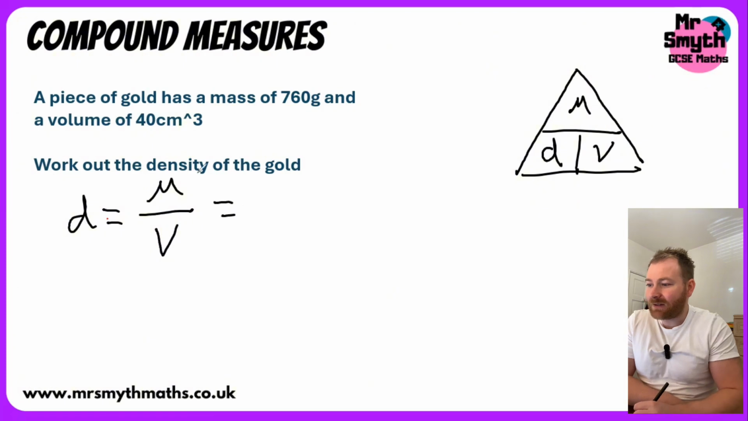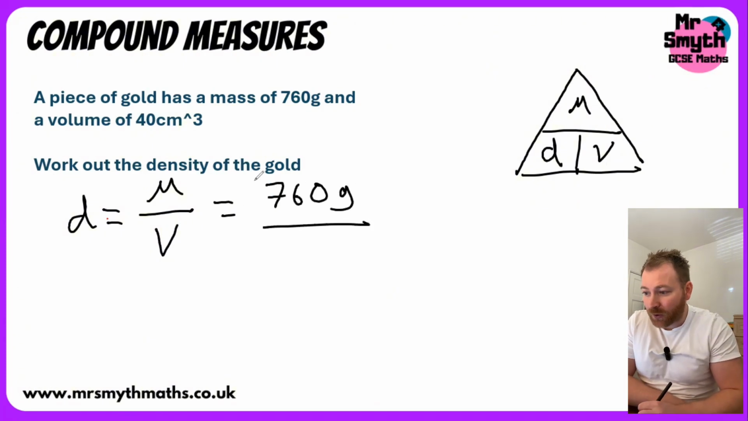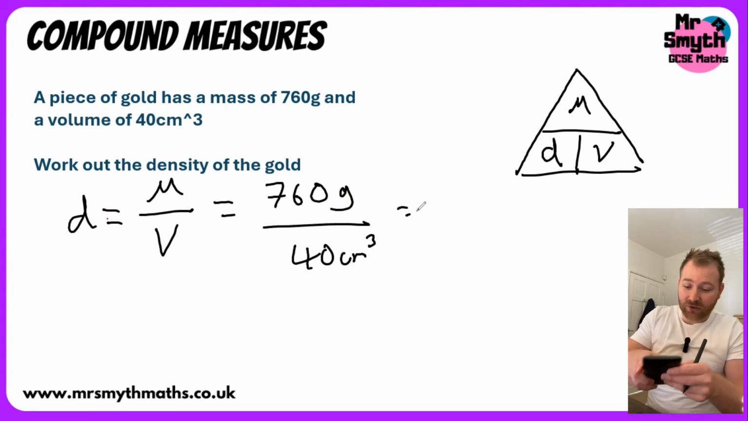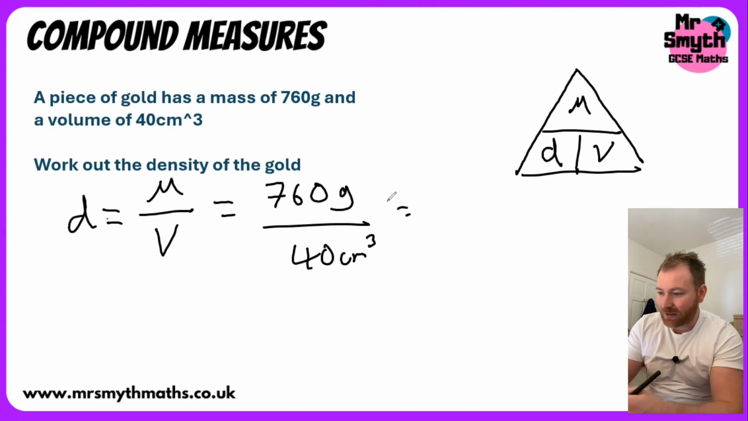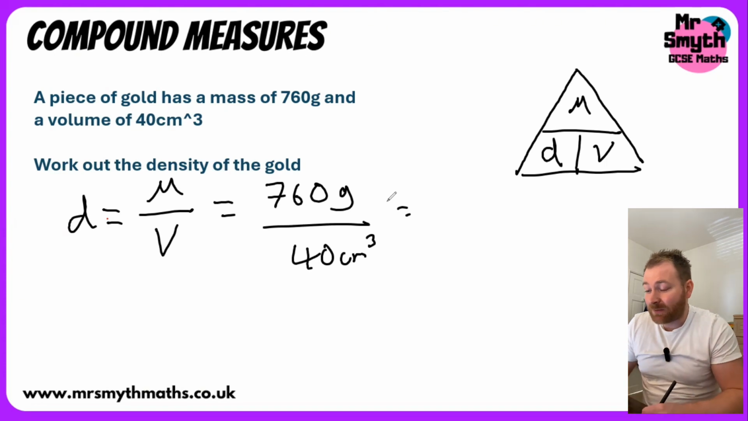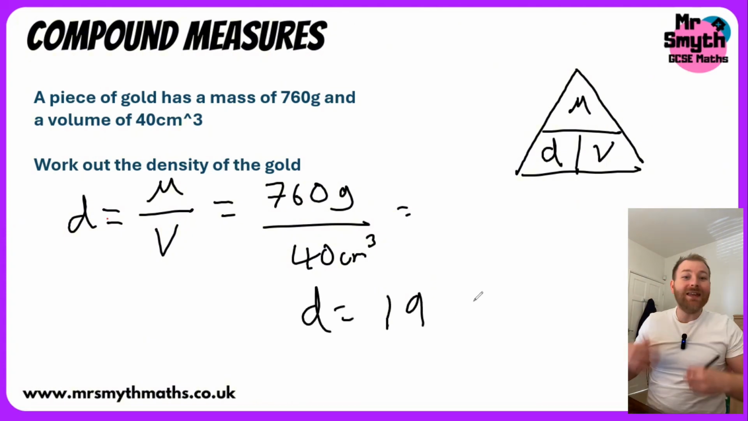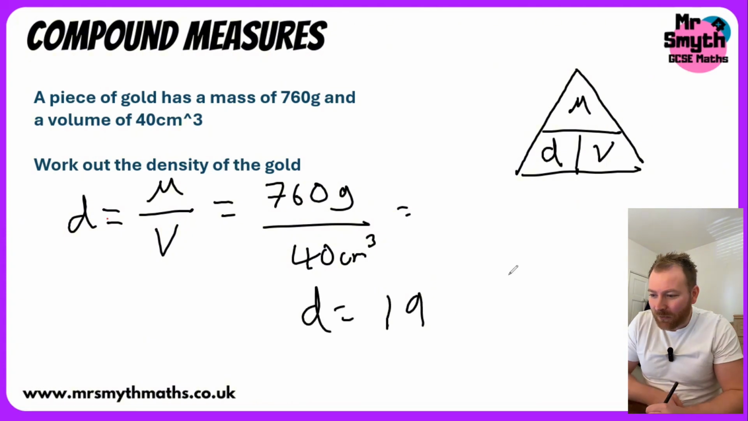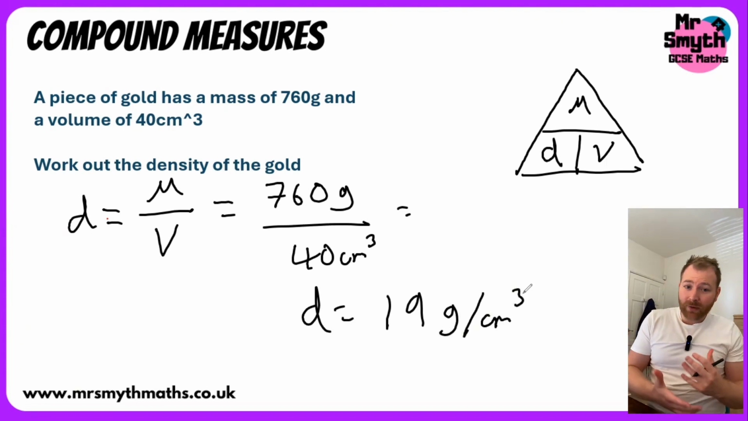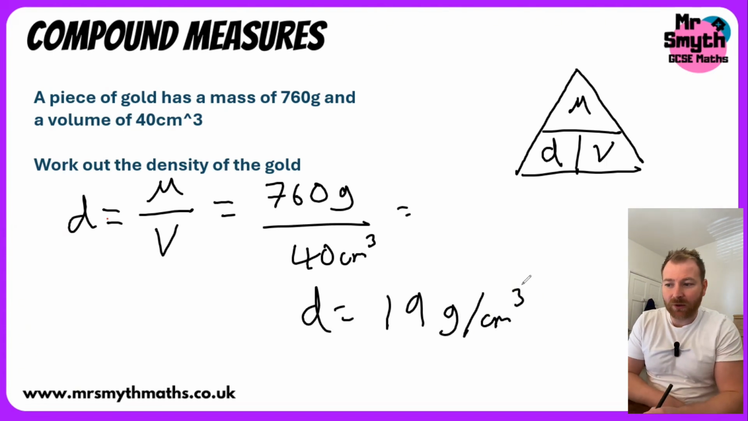So mass we can see is 760 grams, and the volume is 40, so let's put 40 centimeters cubed here, and into the calculator it goes. 760 divided by 40, and that gives me 19. So density is equal to 19 grams per centimeter cubed. Hopefully that all makes sense so far, but notice that I've only been doing the top one divided by the bottom one.